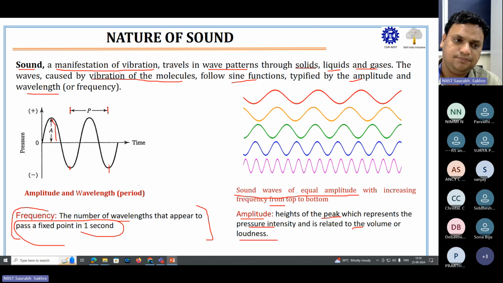It may be loud, it may be high volume, then this peak will go high. If it is low, then it will be like this, but sound will be there. So there are several examples of amplitude given.